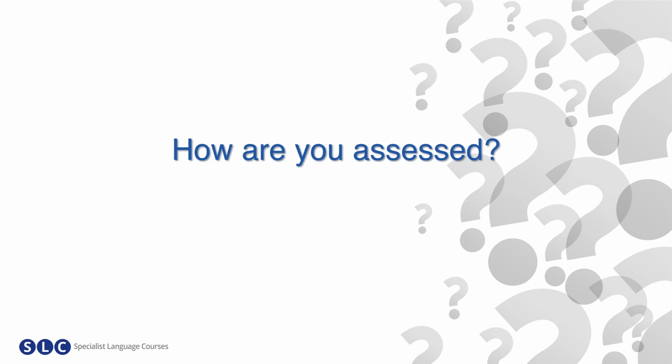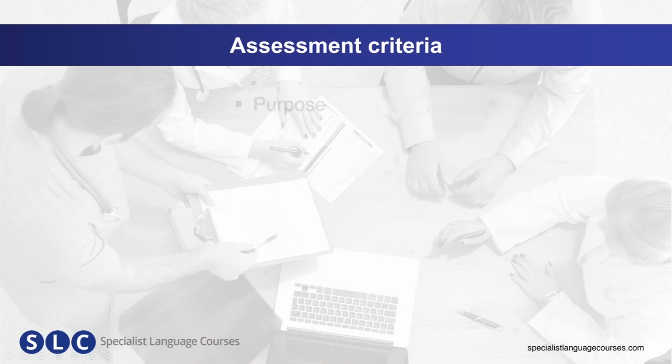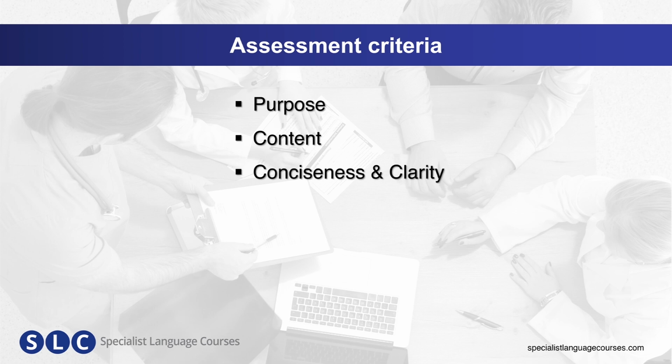So how are you assessed? Well, you are assessed on a set of 6 criteria. Purpose. Have you made the purpose of the letter clear, and is it immediately apparent? Then we have content. Have you included all the relevant information needed by the reader, and is it accurate? Conciseness and clarity tests whether you have summarized the case notes in a clear way and avoided including information the reader does not need. And then genre and style.